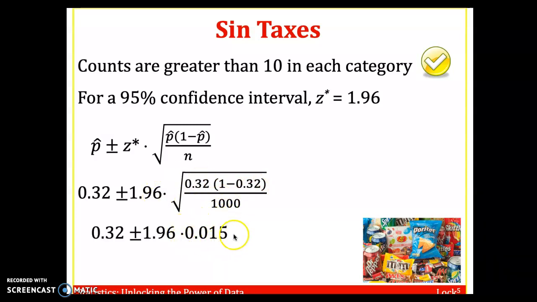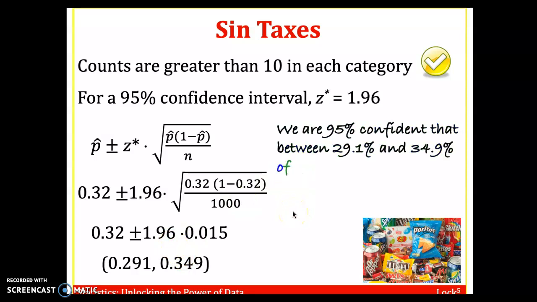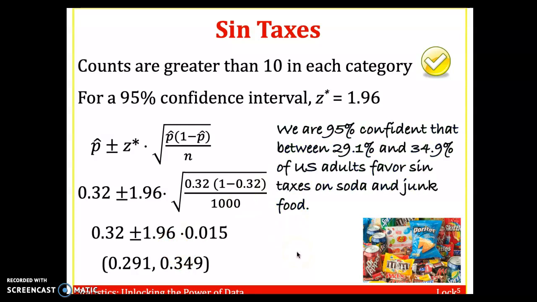Here, this is the standard error. We get 0.015. Multiply that times the z star, 1.96. And then add and subtract that to 0.32 to get the confidence interval of 0.291 to 0.349. So as an interpretation, we'd say we are 95% confident that between 29.1% and 34.9% of US adults favor sin taxes on soda and junk food.